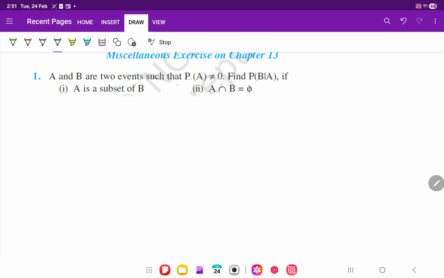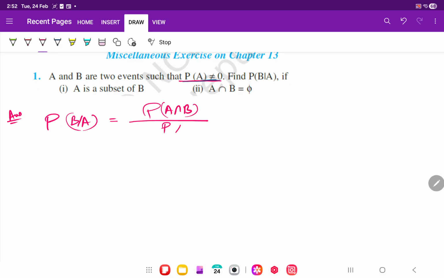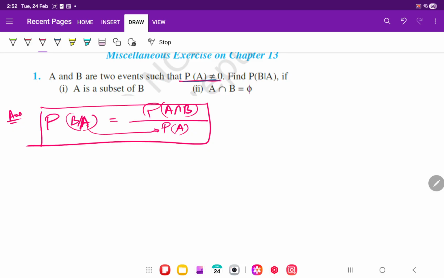They are saying A and B are events such that P(A) is not equal to 0, means it has some value. So we have to find the probability. First answer, the probability of B when A has happened. So probability of A intersection B by P(A). This is the formula for conditional probability. You know, this denominator, A's probability, goes down. Always remember.